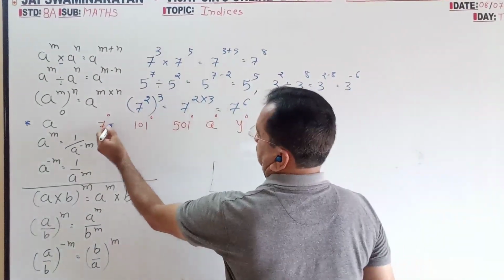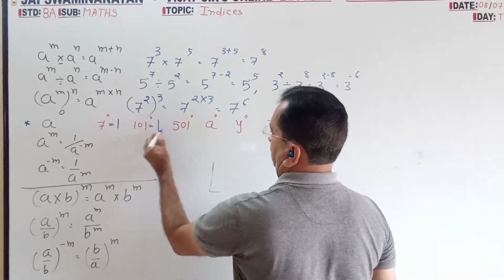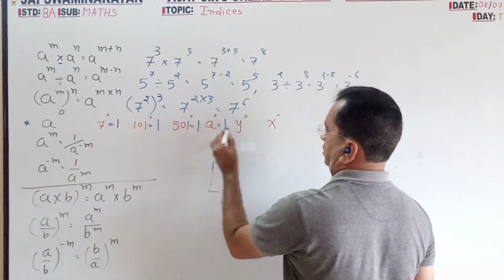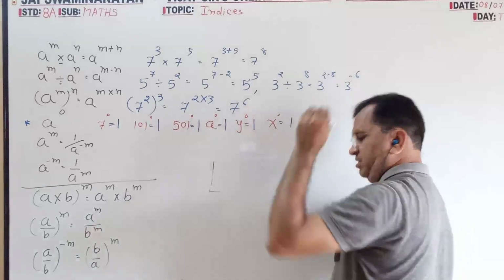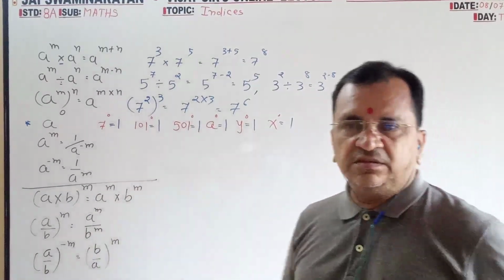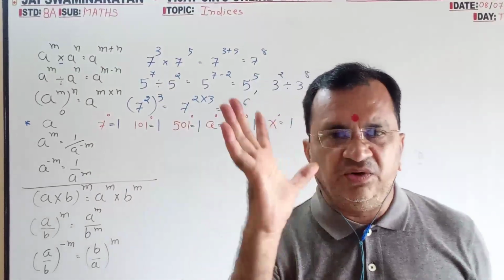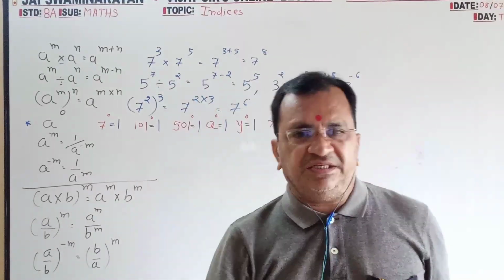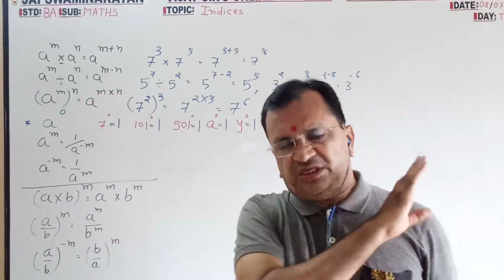So this is 1, this is 1, this is 1, this is 1, this is 1, this is 1. Why are all 1? Power is 0. With any base to the power 0, the answer is 1.